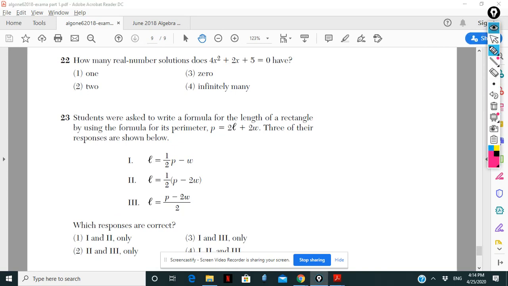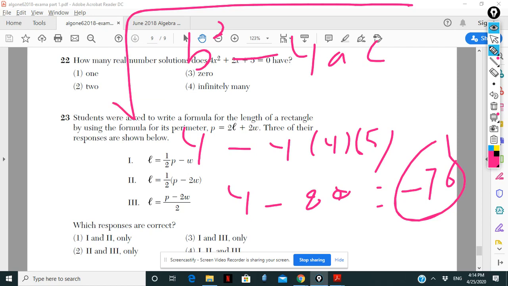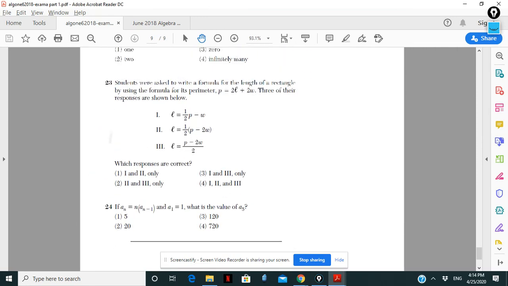Now, how many real number solutions does this equation have? In that case I have to use the quadratic formula, or I can use the discriminant. The discriminant is b squared minus 4ac. b squared is 2 squared, which is 4, minus 4 times 5. So 4 minus 80 gives negative 76. A negative number would be under the radical, so it's imaginary, or doesn't exist. That's why the answer is zero solutions.